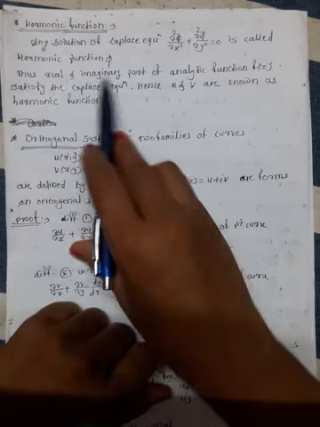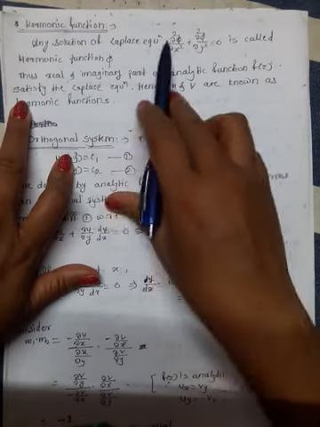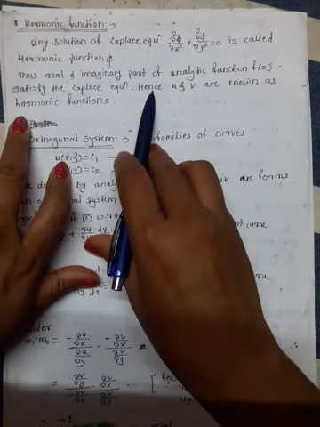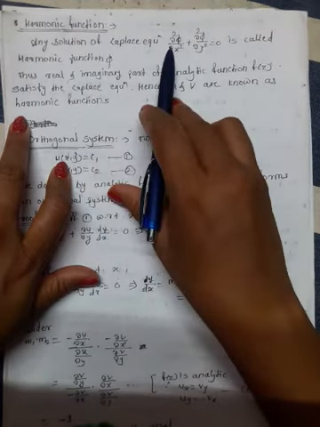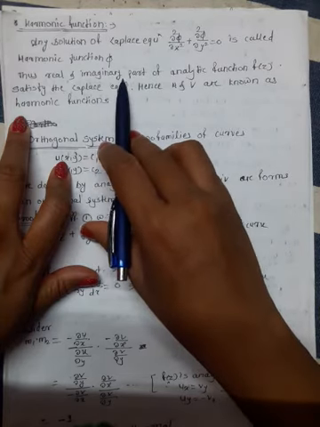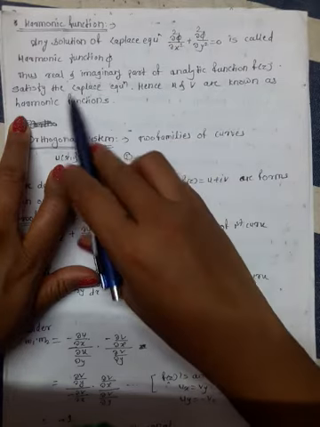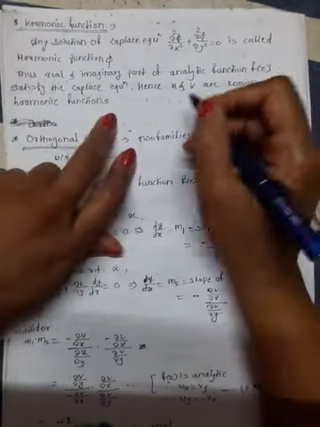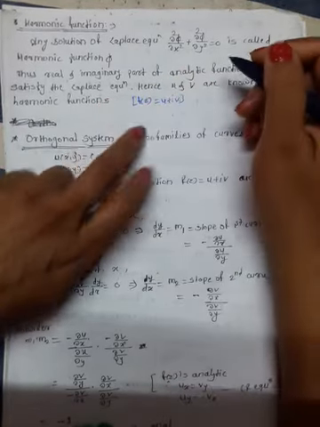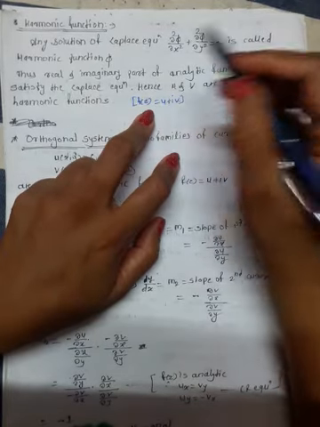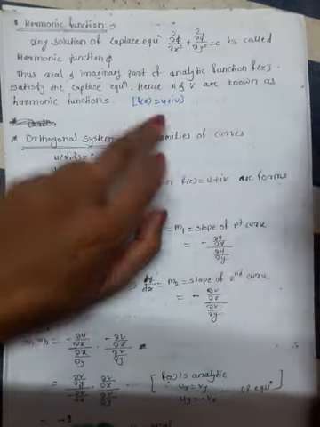Thus the real and imaginary parts of the analytic function f of z satisfy the Laplace equation. That means if any function f of z is analytic, then it must satisfy the Laplace equation. Hence u and v, the real and imaginary parts of f of z, are known as harmonic functions. What is our f of z? u plus iv. If f of z is analytic, then u and v must be harmonic functions.